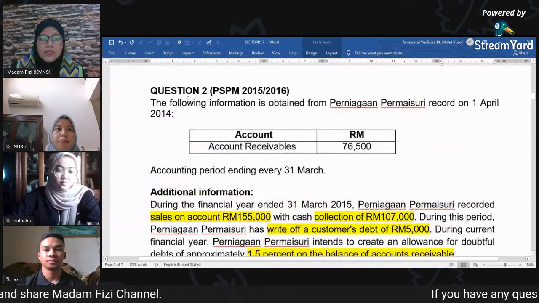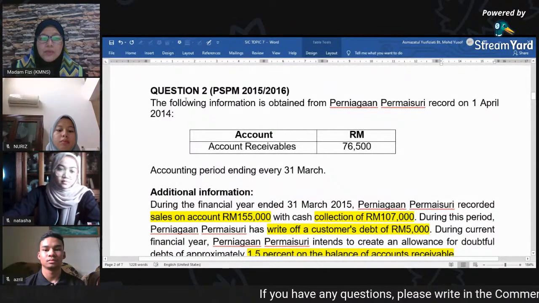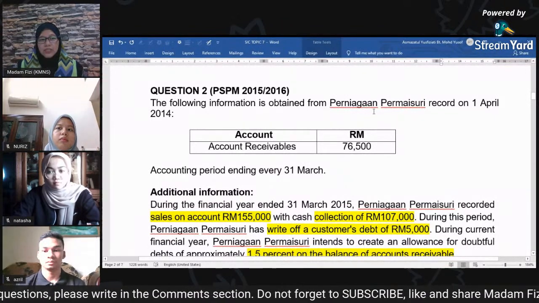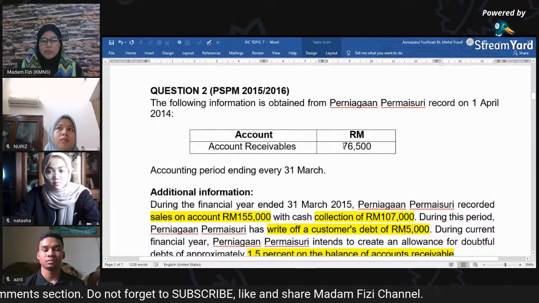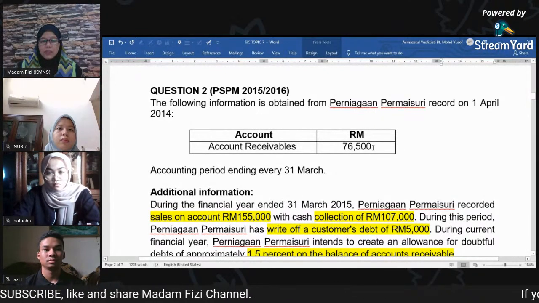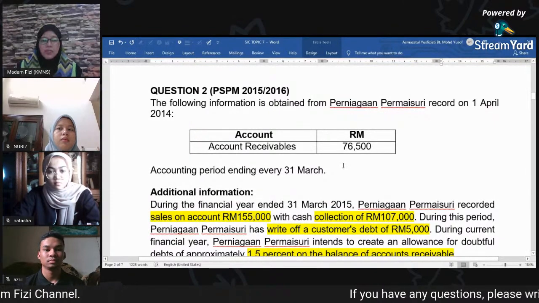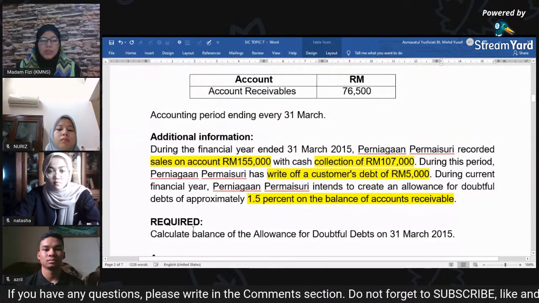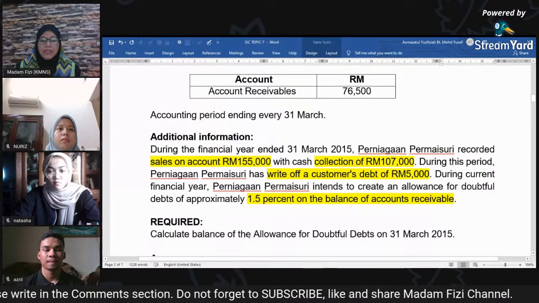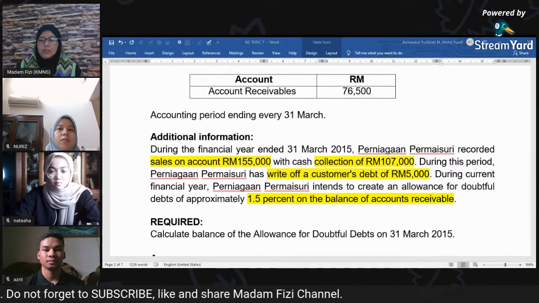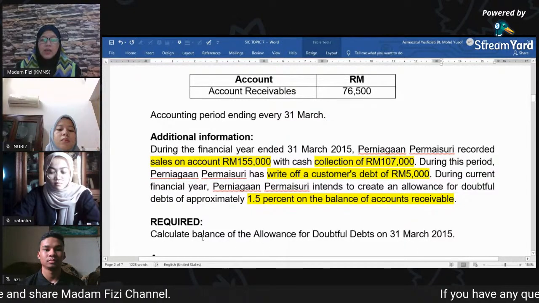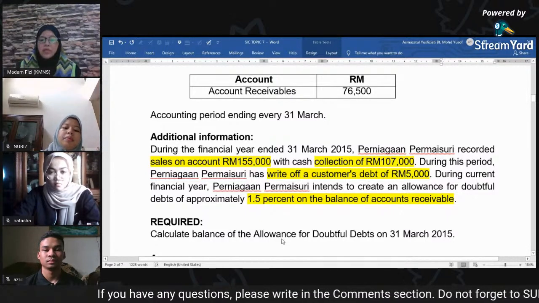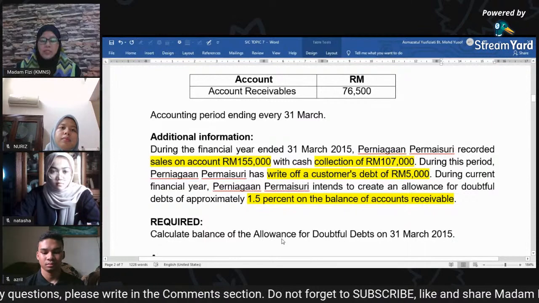Okay, so we read the question. The following information is obtained from Perniagaan Permaisuri record on 1st April 2014. Accounts receivable 76,500. Before you read other information, read the required first so that you know what you have to do. So the requirement is to calculate the balance of allowance for doubtful debt on 31st March 2015. Ini saja soalan dia. Balance of AFDD.